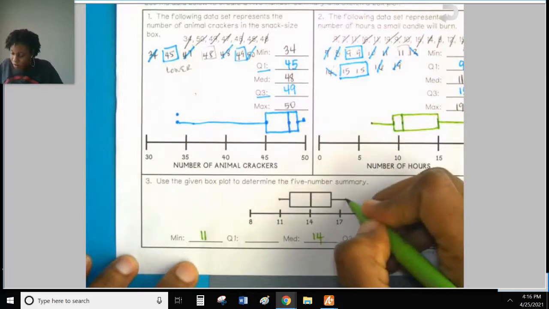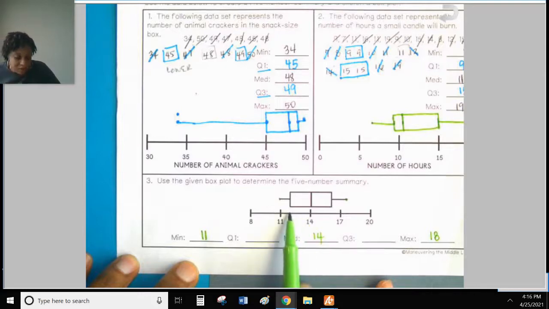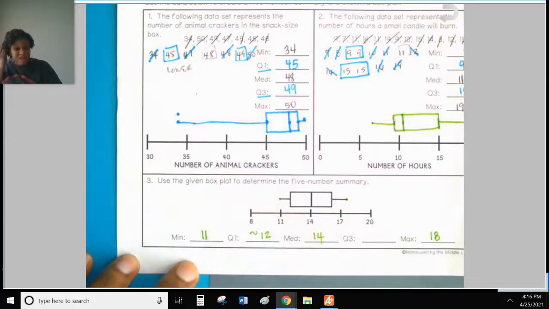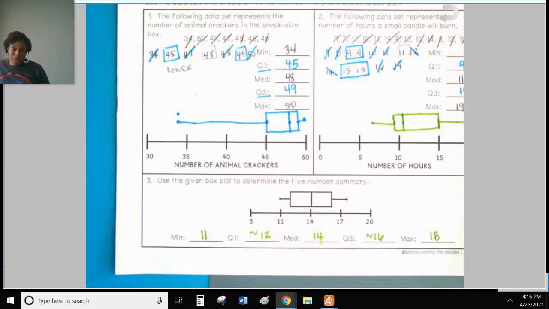Right there. So my Q1 is in between 11 and 14. It could possibly be 12, so I'm going to put an approximate sign. It looks about 12. This one is probably 16, so I'm going to say that's approximately 16. I put those approximate signs because I really don't know. They're like 4 points in between, and I'm kind of guessing. But that was easy. I was able to do my min, my max, my median, my Q1, and my Q3.